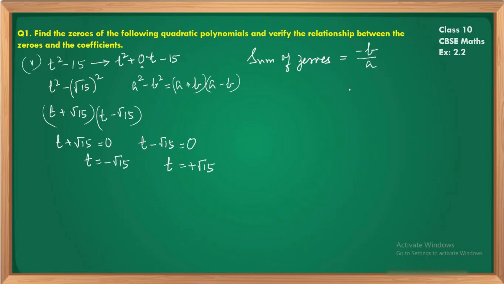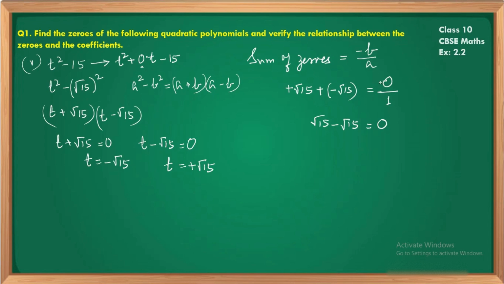Let us write down here. Sum of zeros, we have plus root 15, then plus minus root 15 is equal to minus b. But b value is 0. Therefore, we don't write minus. We put 0 upon a. A is 1. This 1 is the coefficient of t square. When you simplify this, you get root 15 plus into minus, minus root 15. And this is equal to 0.